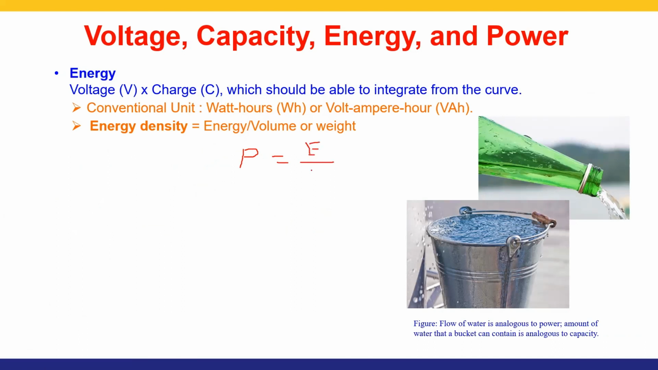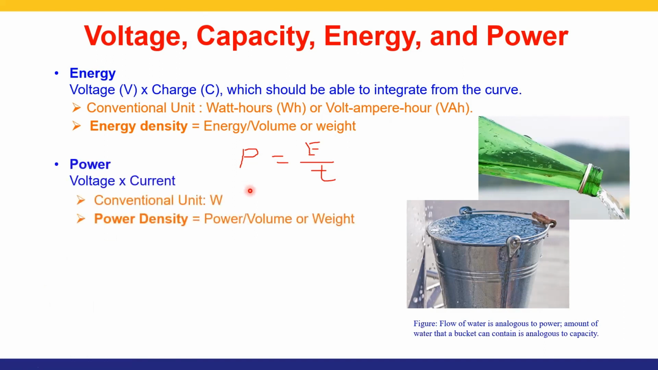And we also can have something called energy density. Basically, we will try to normalize the energy by using the volume or the weight. Energy is like how much water is contained in a basket, and power is like how fast you can withdraw the water from the basket.